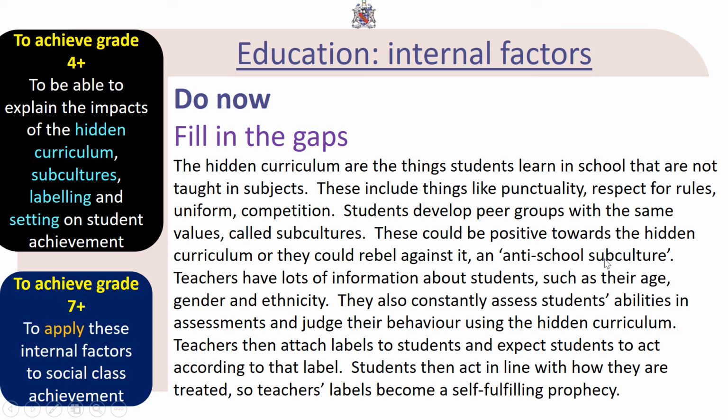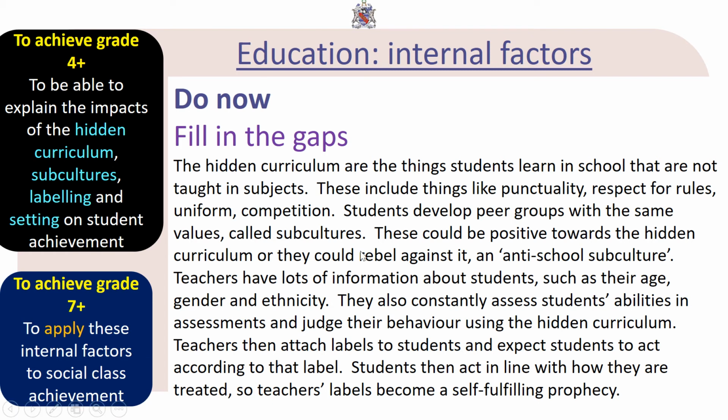This is a group of students who have their own norms and values, this subculture, and it goes against the school. So a positive subculture is agreeing with the school's values. A negative subculture, an anti-school or counter-school culture, goes against the school's values.